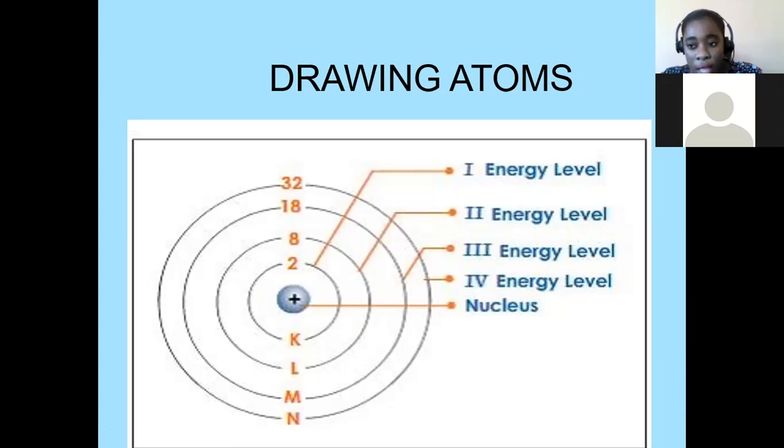The third shell actually holds a maximum of 18 electrons. But in this level, we actually do the first 8 first, and then we go on to the fourth shell, which can hold a maximum of 32.